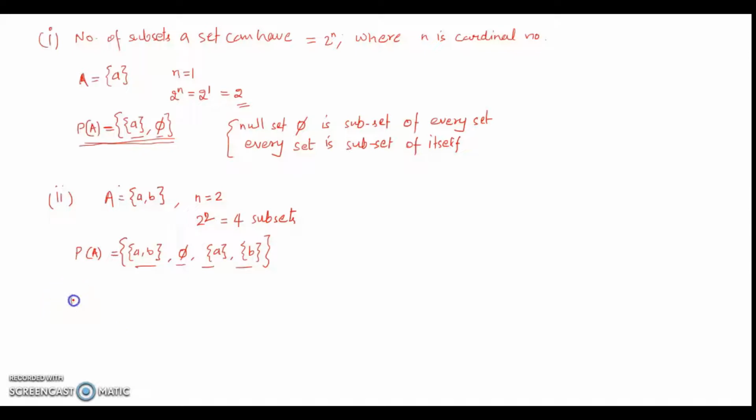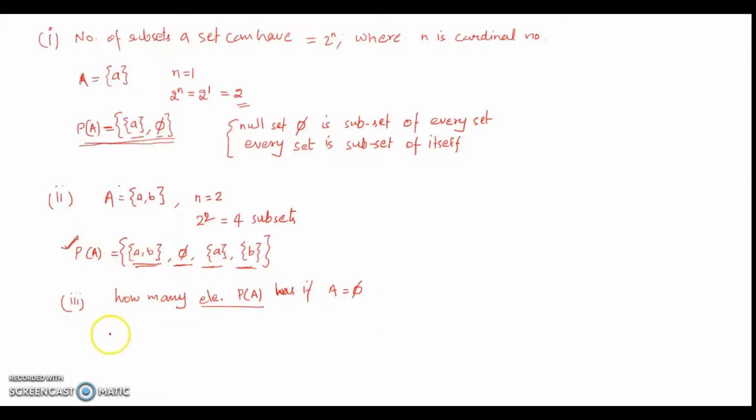Let's see a very interesting example. And this example says, how many elements will the power set of A have, if A is equal to phi. That means A is the null set. That means there is no element in it. Now again, how many elements of the power set? So what do you mean by elements of the power set? If you see here, 1, 2, 3, 4, these 4 are elements of the power set of A.